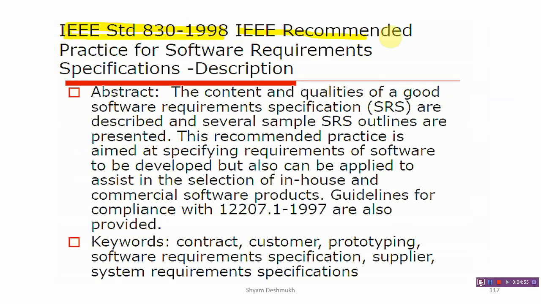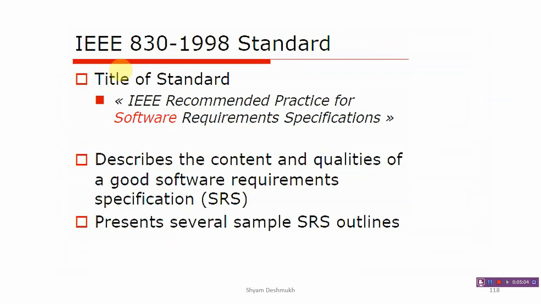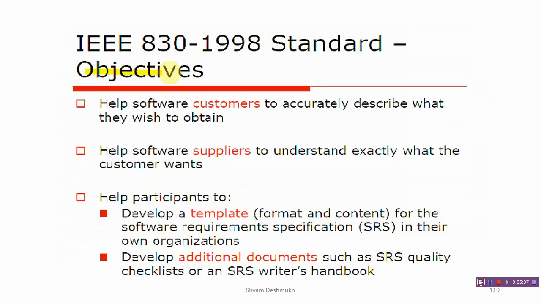Now for this, IEEE has come up with a standard, 830, which was introduced in 1998, describing the recommended practice for software requirements specification. Details of that particular document are given. The objective of this standard is to help software customers to accurately describe what they wish to obtain, help software suppliers to understand exactly what the customer wants, and help participants to develop a template for the software requirement specification in their own organizations. Develop additional documents such as an SRS quality checklist or an SRS writer's handbook.